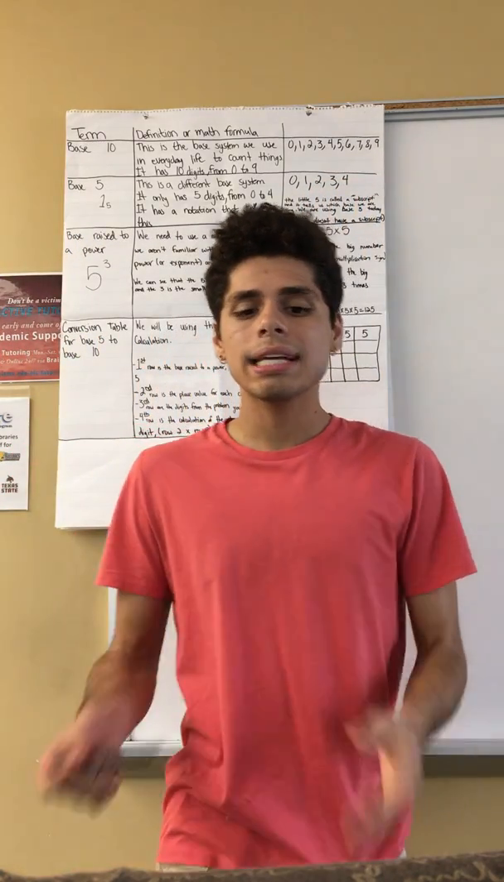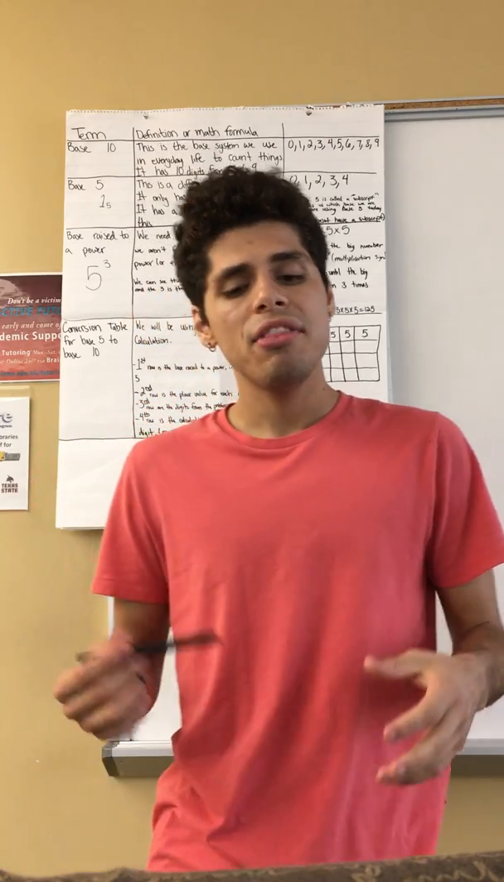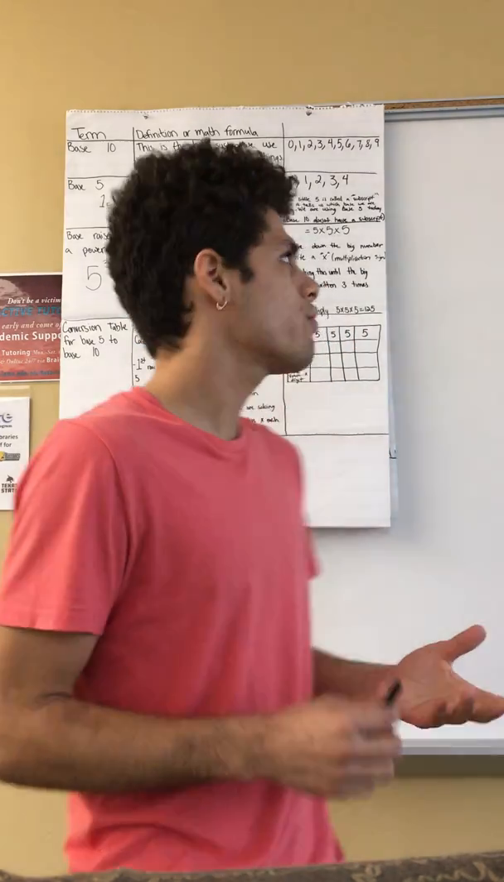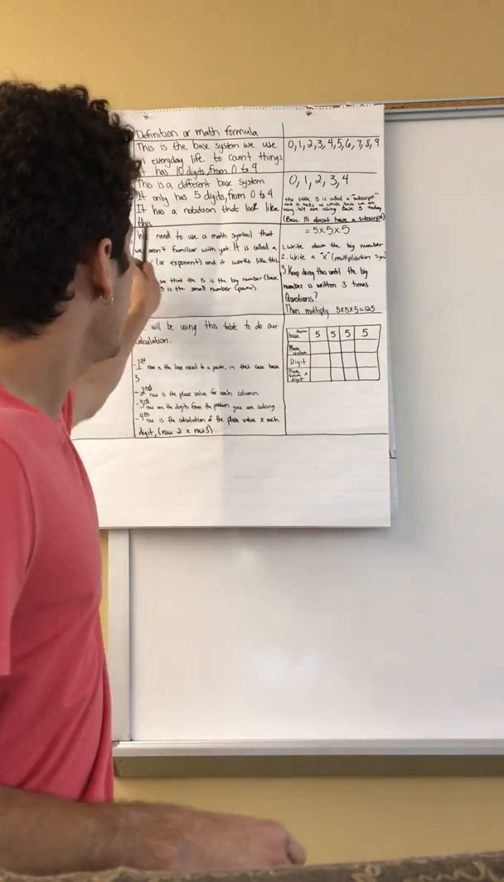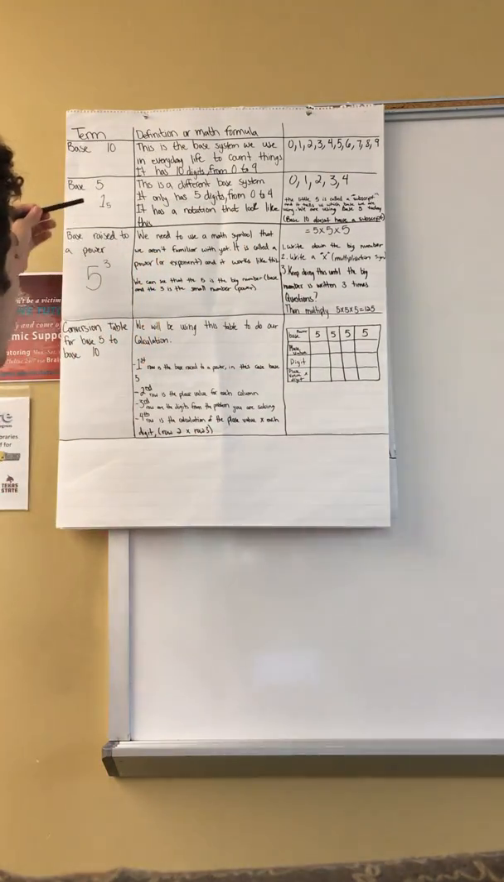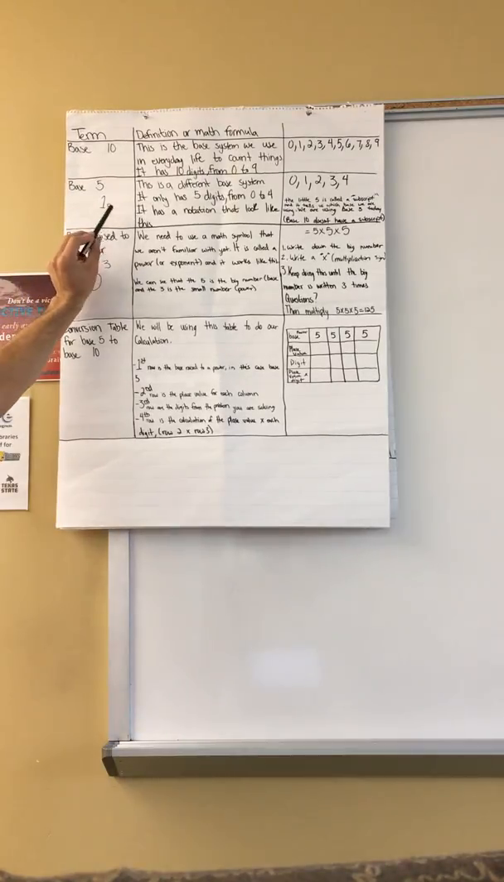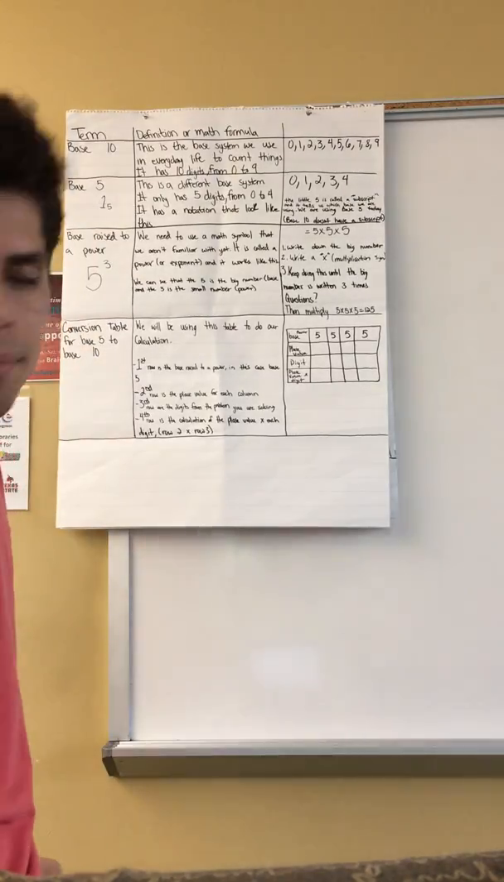All right? The next term we'll be using is base 5. This is a different base system. It only has 5 digits from 0 to 4. It has a notation that looks like this. This is our number and this is the base. That is the notation we'll be using throughout today.